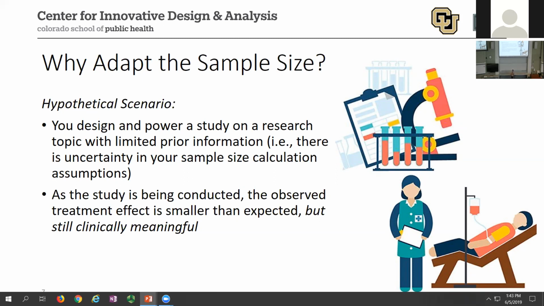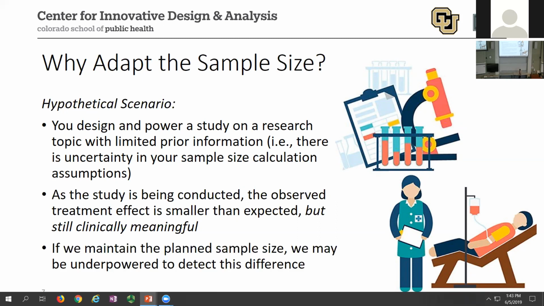So you'd still like to come to a conclusion that if I did observe this effect, it's still beneficial. It's still worth sharing that information. But the way you currently designed the study might not have an adequate sample size if that effect is smaller than you would have expected originally. So if we maintain the planned sample size, we could potentially in this scenario be underpowered to detect that difference, which means we might potentially end with a negative trial, or a trial that doesn't show the hypothesis we were trying to show in the first place, even though we do have the potential for some efficacious, clinically meaningful responses.